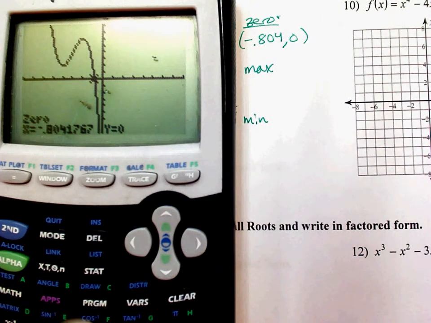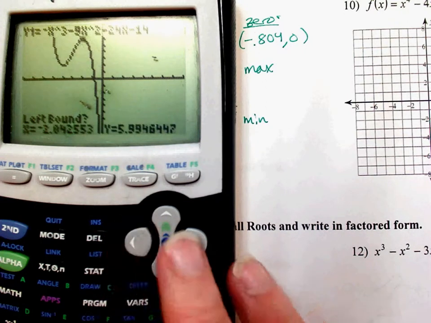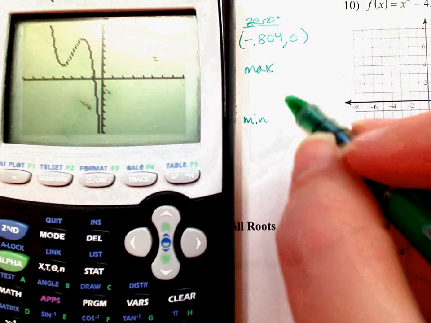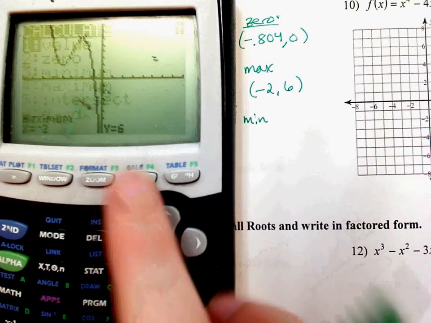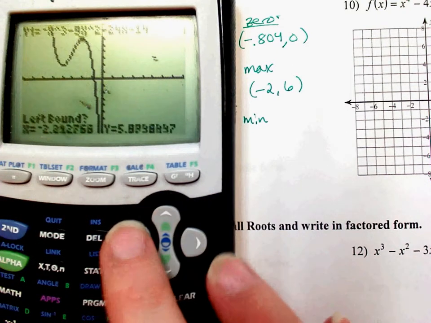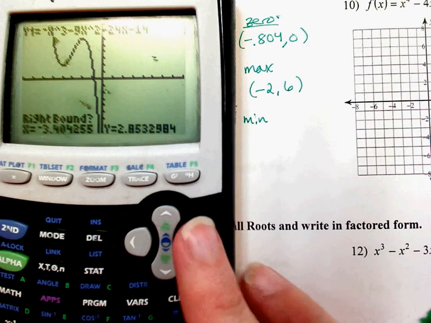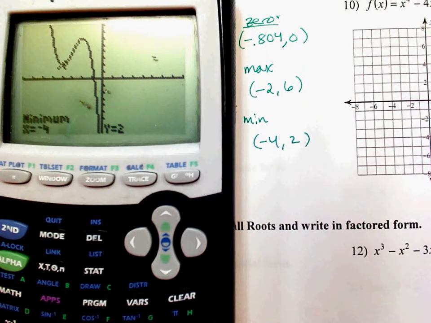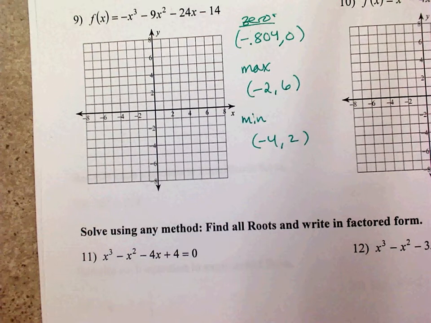Okay, so I can calculate max, yeah? Or min. I don't care what you do first. Max to the left, to the right, press center, and I have a max at the point negative 2 comma 6. And I have a min at the point, so basically negative 4, negative 4 and 2. Okay, there we go. I'm good with that.